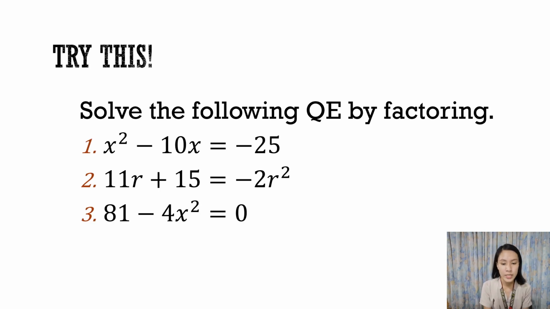For practice, try to solve the following quadratic equations by factoring. You can use any method in solving these equations. Number 1, x squared minus 10x is equal to negative 25. Number 2, 11r plus 15 is equal to negative 2r squared. Number 3, 81 minus 4x squared is equal to 0. So you will be given 5 minutes to answer this one using any method, and then you have to write your answer on your notebook.